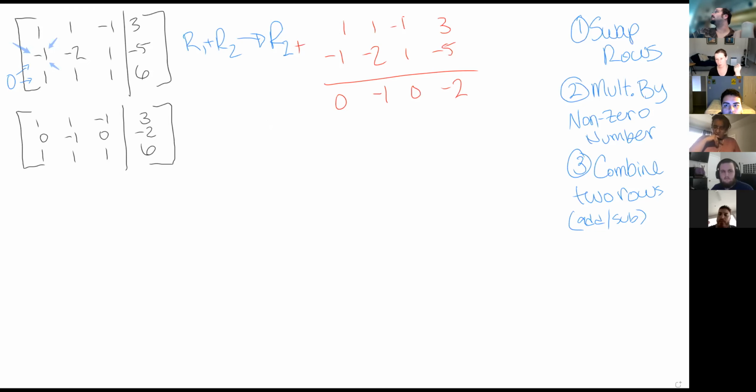So yes, we have a 0 there. Awesome. Any ideas how we can get the next 0? We need now this one to be a 0. How do we make that one a 0? Any ideas? Yes, R2 plus R1. R2 plus R1. Oh, but R2 is a 0 now. Do R1 minus R3. R1 minus R3. Okay. We could do that.